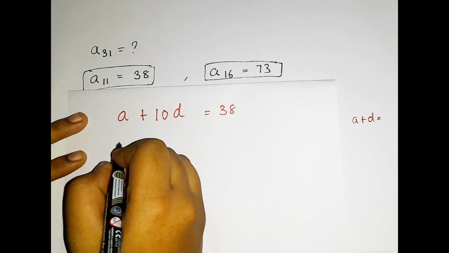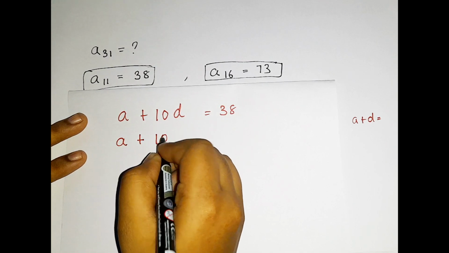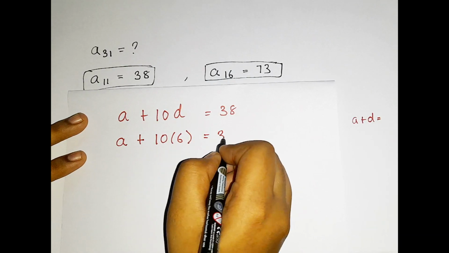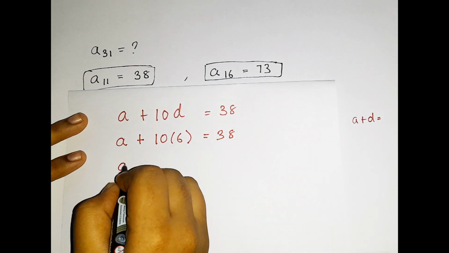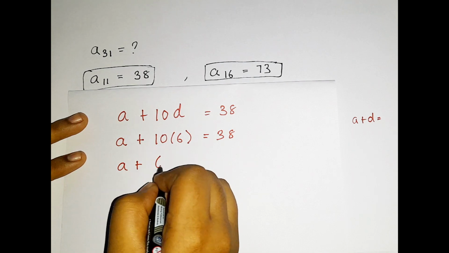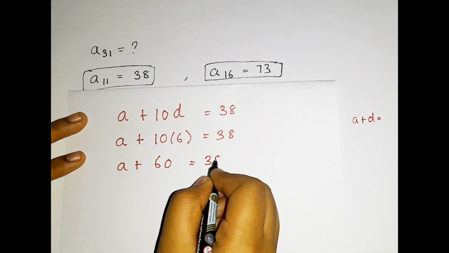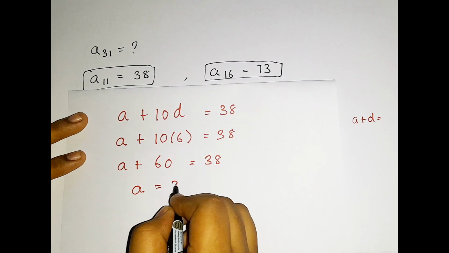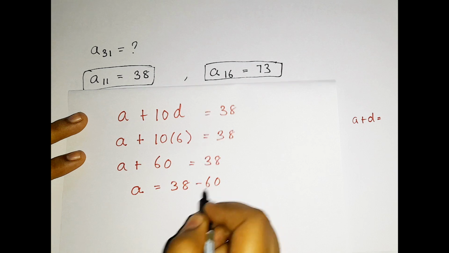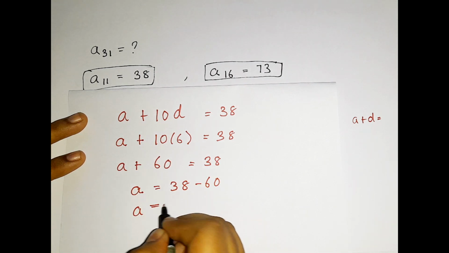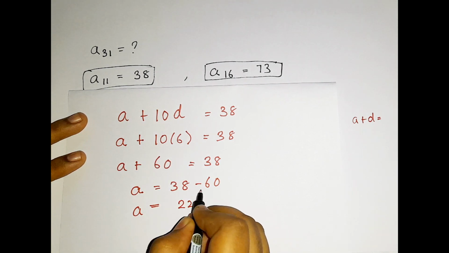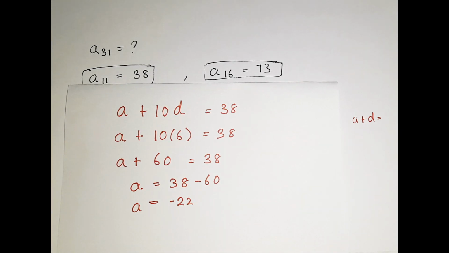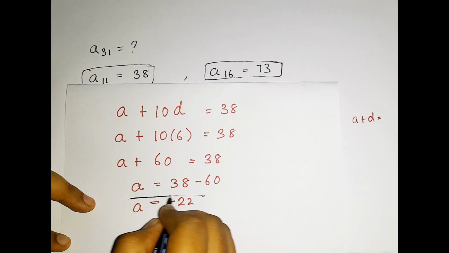Now A plus 10, and the D value is substituted, is equal to 38. Then A plus 10 times D gives the product, is equal to 38. When I take this plus term to that side, it changes into minus. When we subtract them, we get the difference, and the biggest number is negative, so let us write the minus. So we got the A value. So what is the A value?